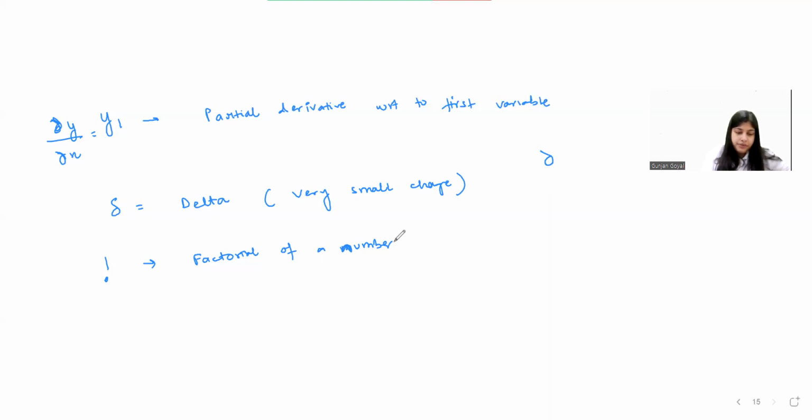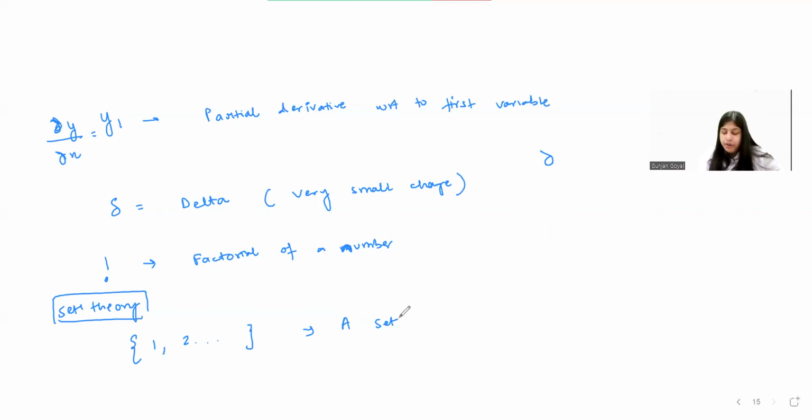Then what we have is set theory. In set theory, anything in curly brackets is known as a set: a set of numbers, alphabets, any sort of categories given in curly brackets is known as a set.